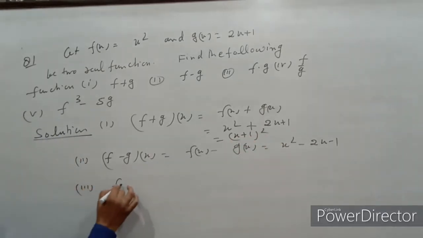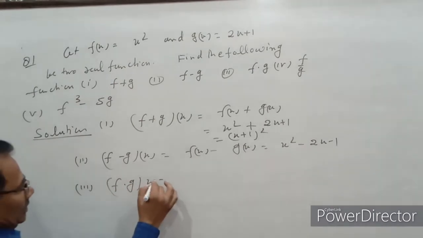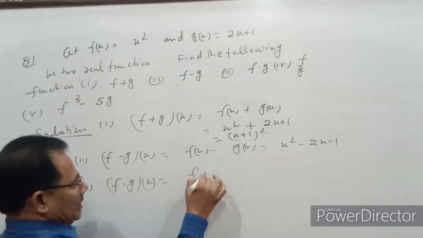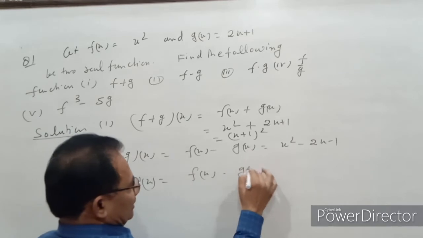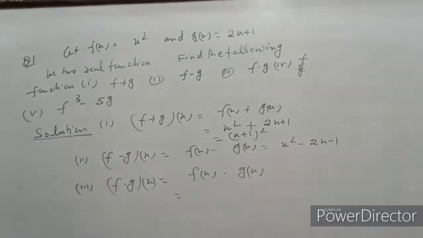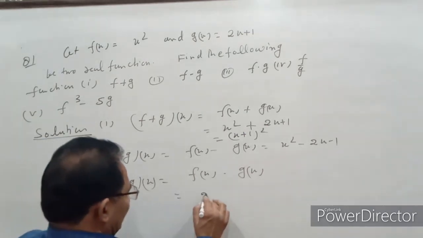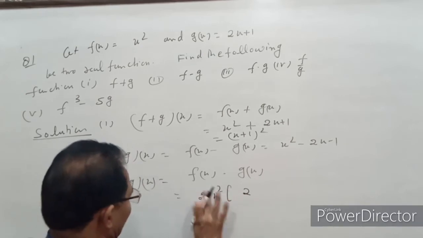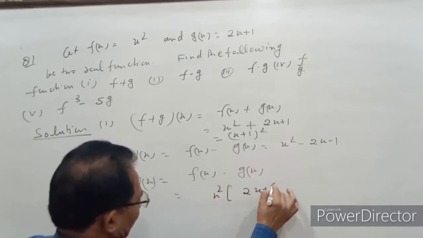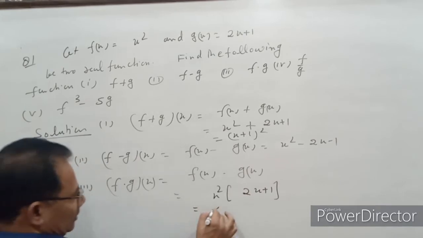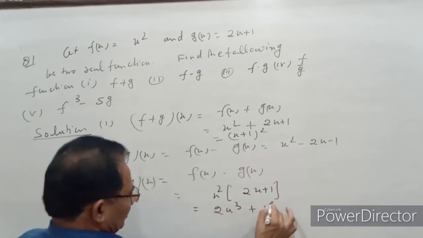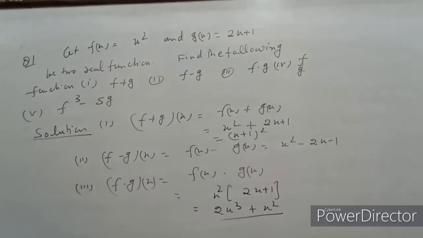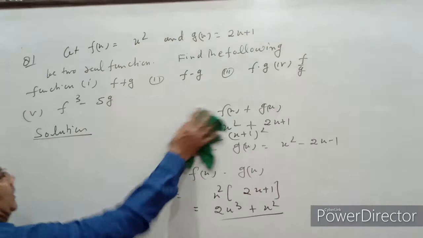If you see the third part, (f into g)(x) is equal to f(x) into g(x). The value of f(x) is x square, into 2x plus 1, which is equal to 2x cube plus x square. Now we see the part number 4th and 5th.